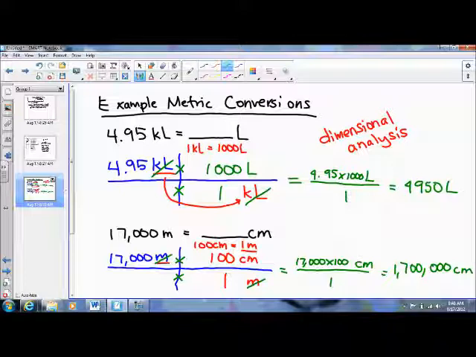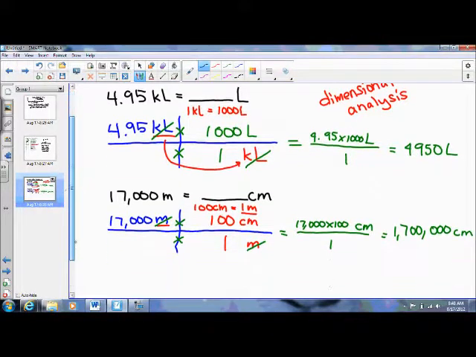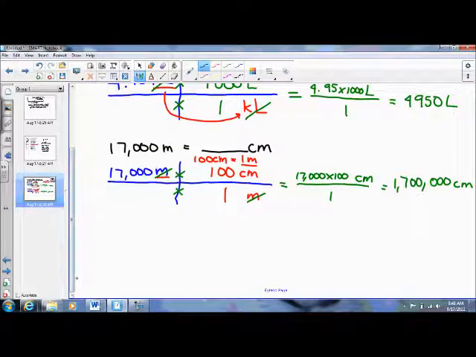Now, at this point in time, some students say, okay, so you always just put 1 on the bottom. Well, unfortunately, you don't always put the 1 on the bottom. Sometimes the 1 goes on the top. Let's look at an example for that.